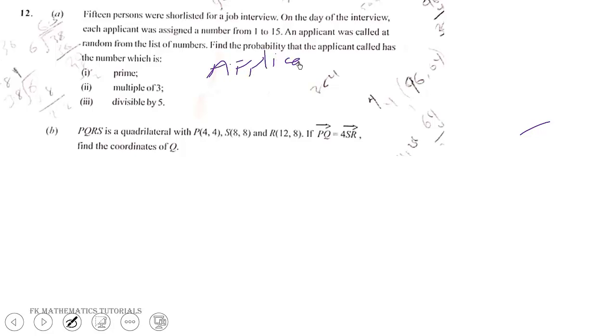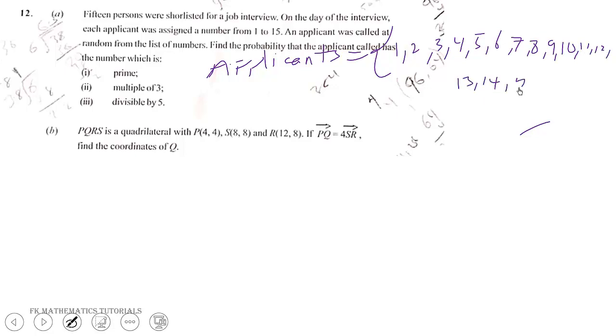Applicants have these numbers, 1 to 15. So they have this. An applicant was called at random from the list of numbers. Find the probability that the applicant called has the number which is prime.